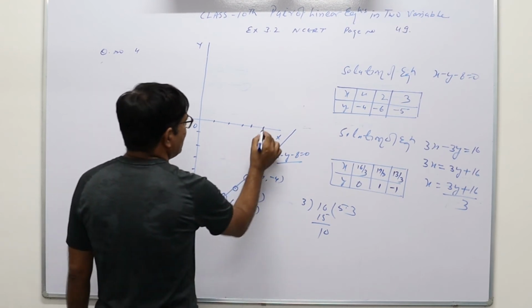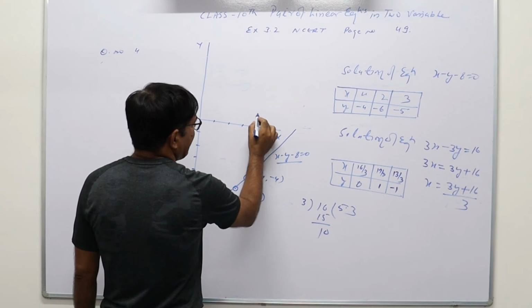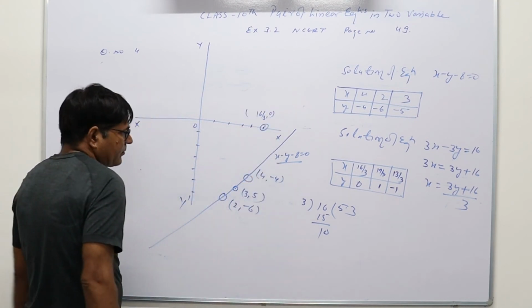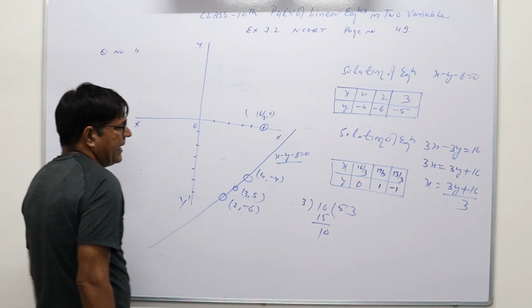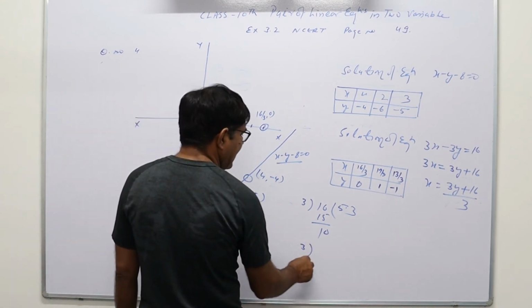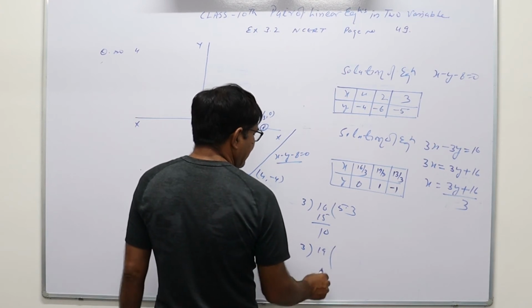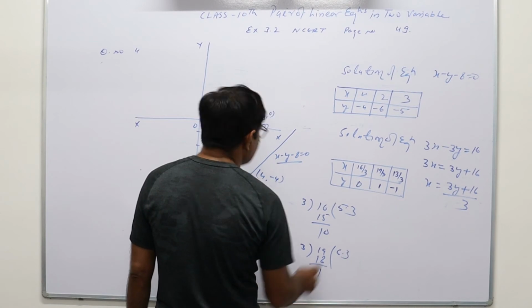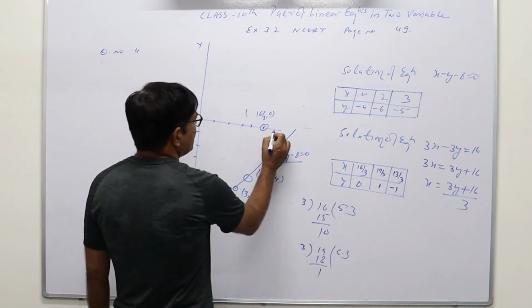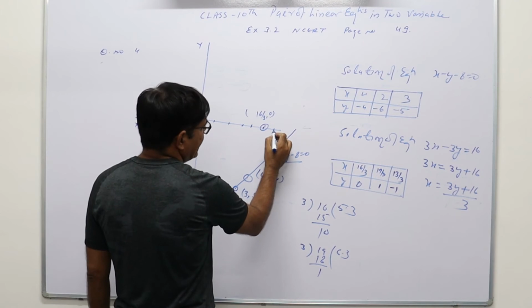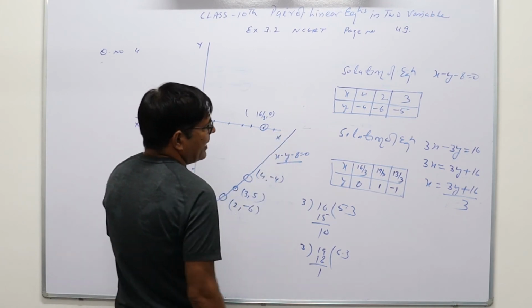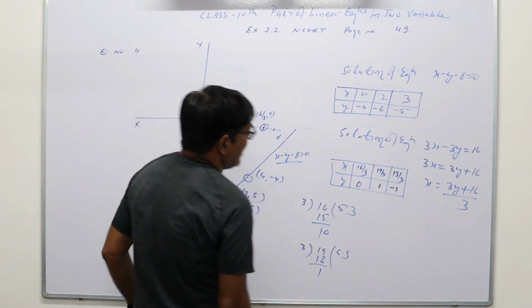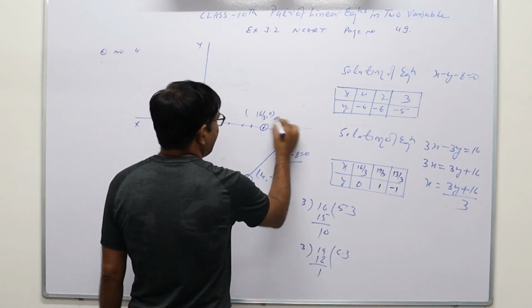Then y will be 0, so one point will be this. We can write 16 by 3 comma 0. Then the next point is 19 by 3, so you can divide 19 by 3: 6 threes are 18 and carry 1, so this is 6.3 and y is equal to 1. So this will be another point.